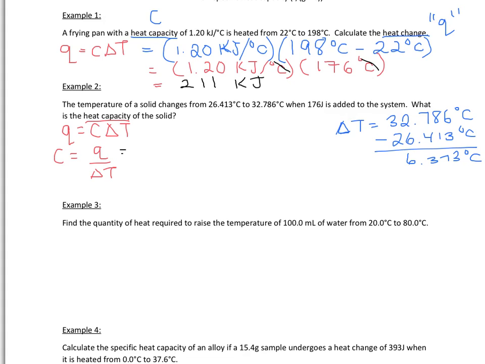We were told the Q was 176 joules, and I just calculated delta T to be 6.373 degrees Celsius. This gives me an answer to 3 significant figures of 27.6 joules per degree Celsius, which is also the units we talked about for heat capacity.